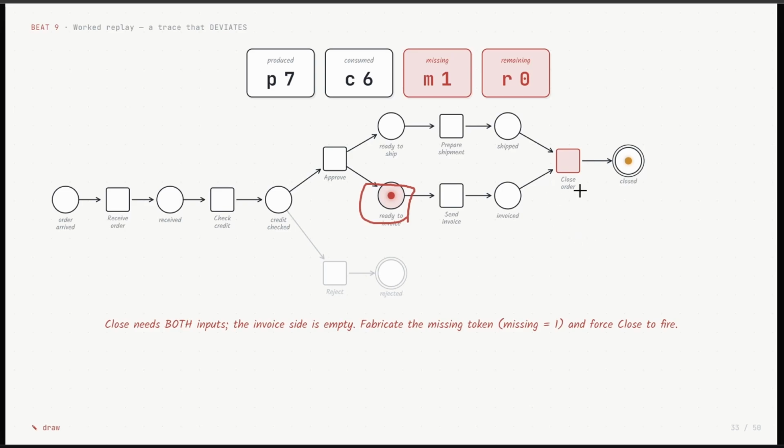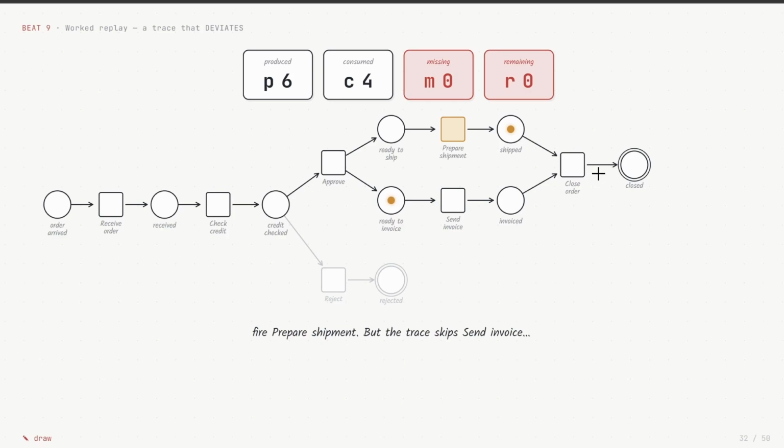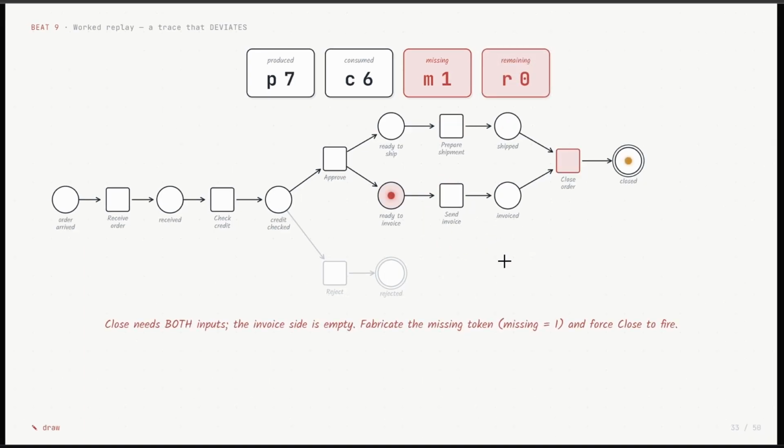Why? Because here, if you look closely, we needed to have this execute fire so that we can reach this end place. To do that, we needed to have a token precisely here. But that's not feasible because send invoice, if we look at our trace, did not fire. So that means we are having one missing token.